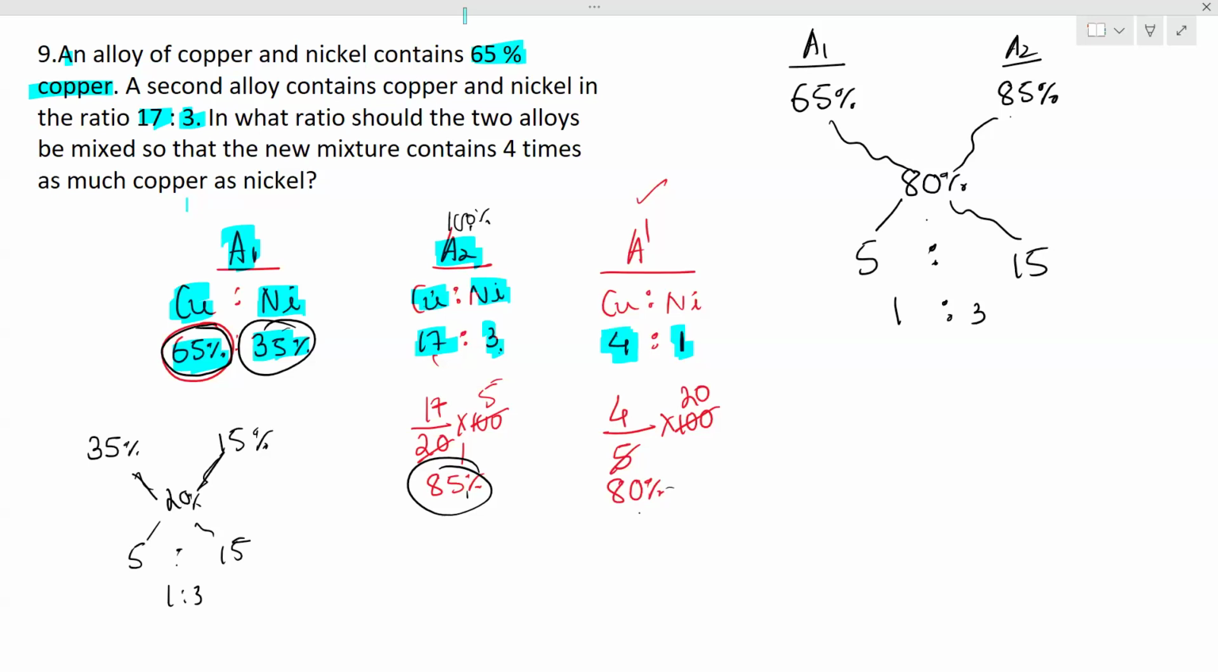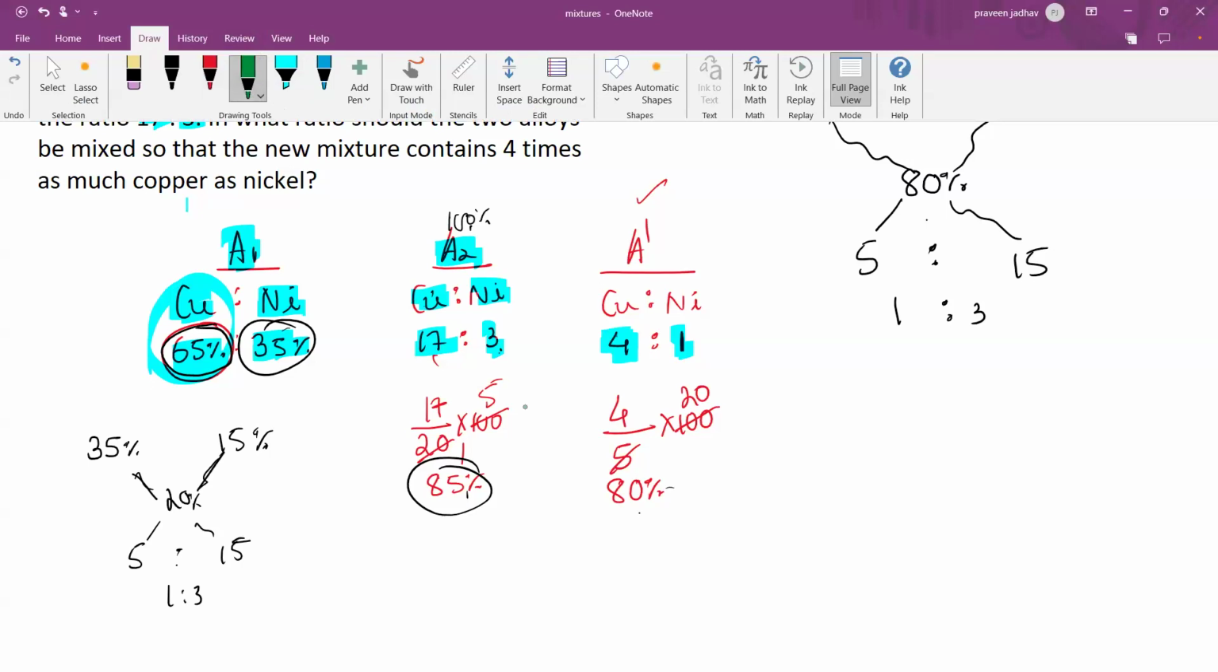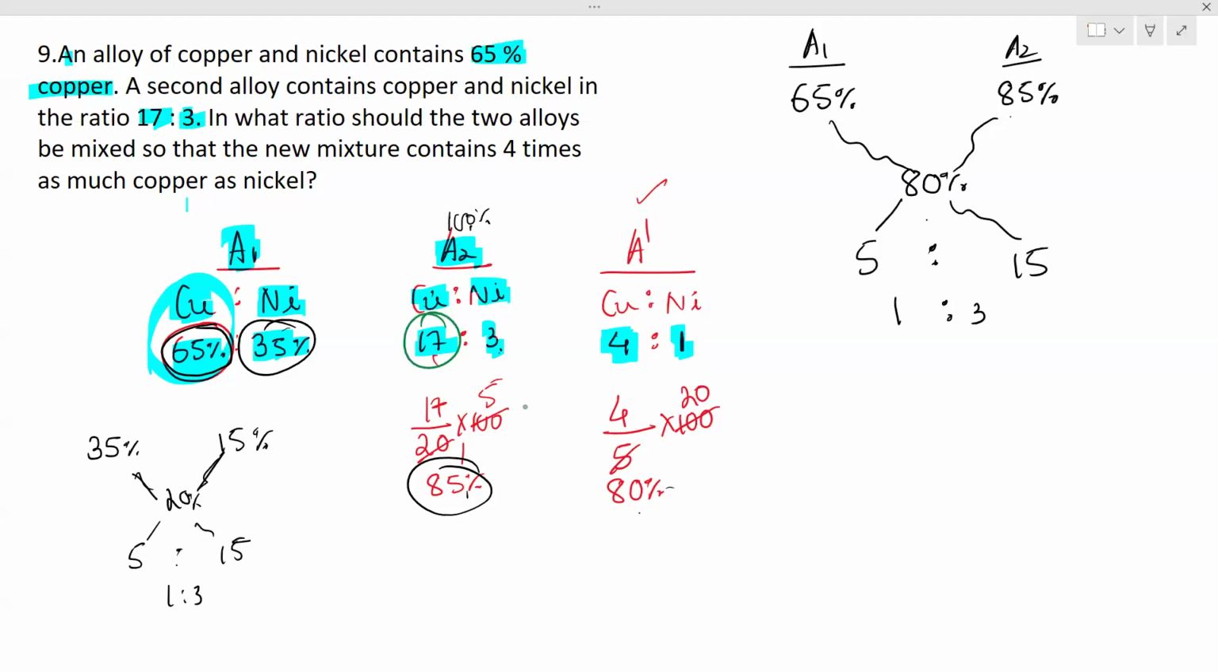Getting it? Now, did you understand the question? Now, pay attention towards the answer part. Copper is 65% in the first alloy. What is copper in the second alloy? Copper in the second alloy is how many parts? It is 17 parts. Out of a total of how many parts? Ratio is given, meaning if I add this up, I'll get the total parts. 17 plus 3 gives me 20. I've written it here in the denominator. Out of every 20 parts, how many parts belong to copper? 17 parts. I have written it here in the numerator.